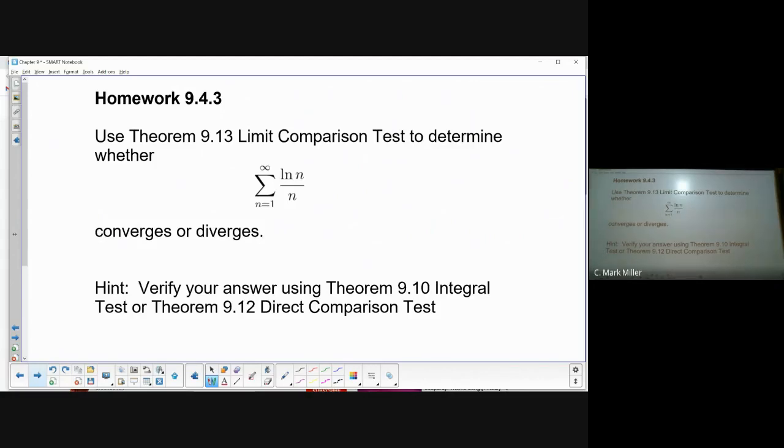Now, keep in mind that for the limit comparison test, if that limit is 0, it doesn't work. The limit comparison test doesn't apply if the limit is 0. It's got to be positive, greater than 0, and finite, less than infinity. So if our limit is infinity or 0, that doesn't tell us anything. So this is a good homework problem.